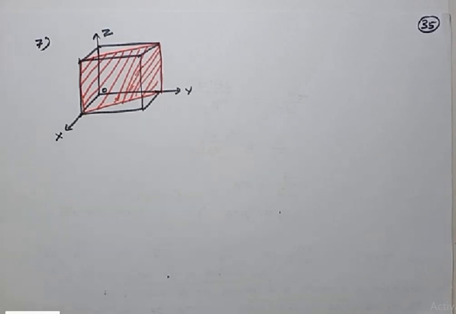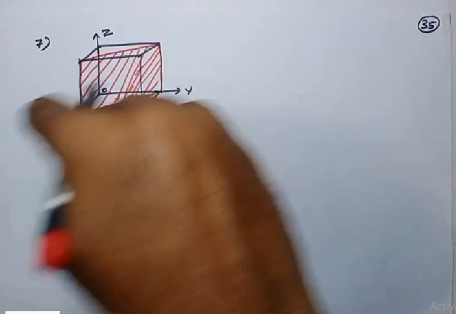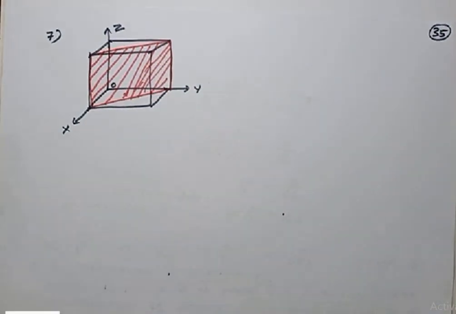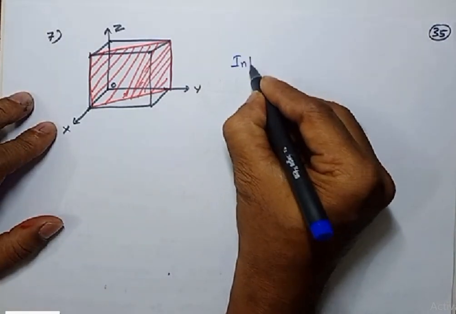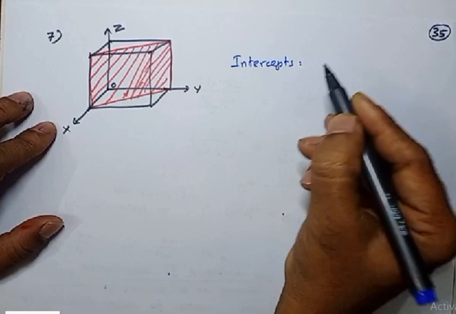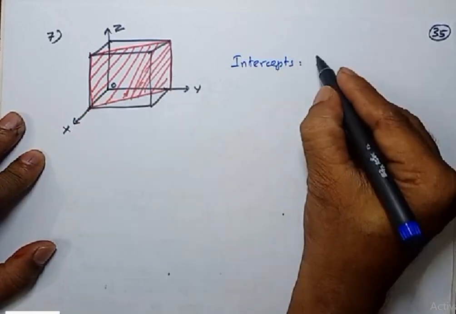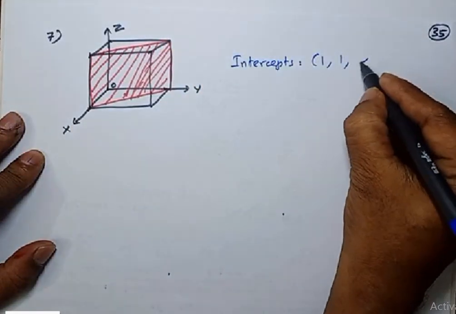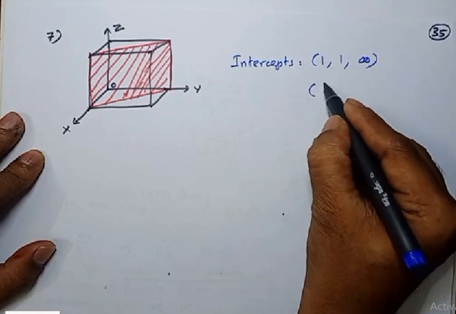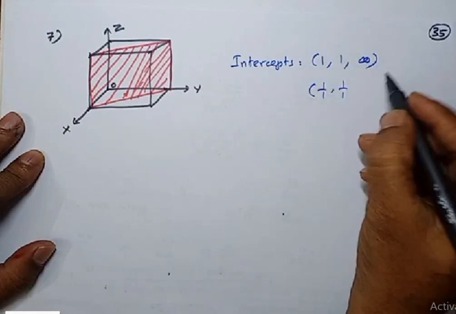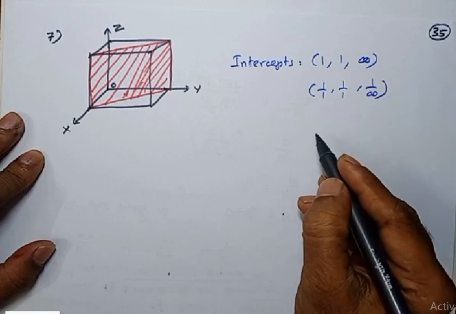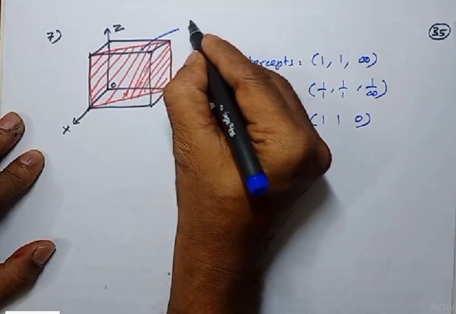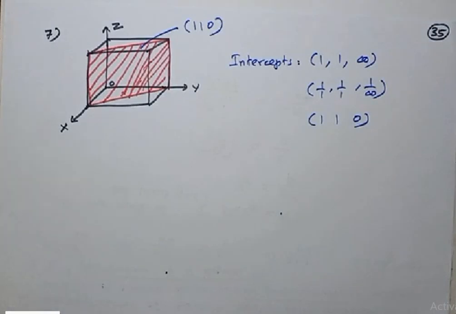The question is, find the Miller indices for this plane, which is present in a diagonal direction. Okay? Yes, fine. So, what are the intercepts? Let me write here. Intercepts. Okay? Along x-axis 1 unit. Along y-axis 1 unit. Along z-axis it is parallel, so intercept is infinity. Now take the reciprocal. 1 by 1 is 1, 1 by 1 is 1, 1 by infinity is 0. So this plane is called 1, 1, 0 plane.